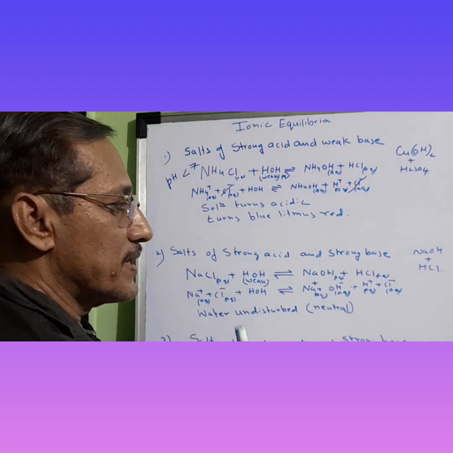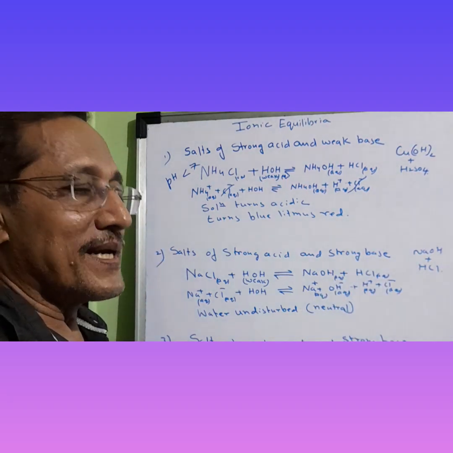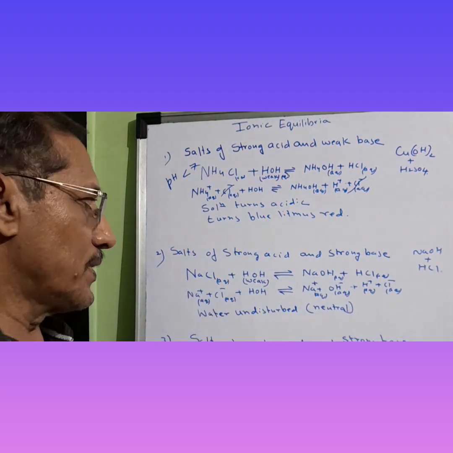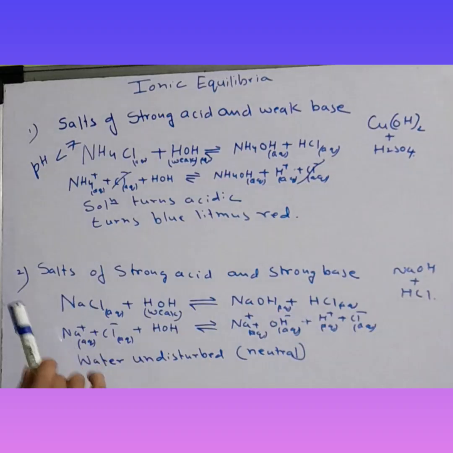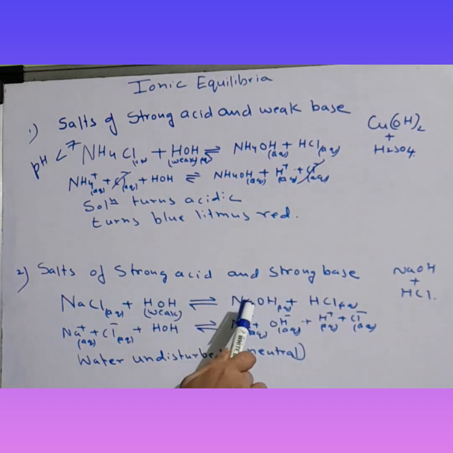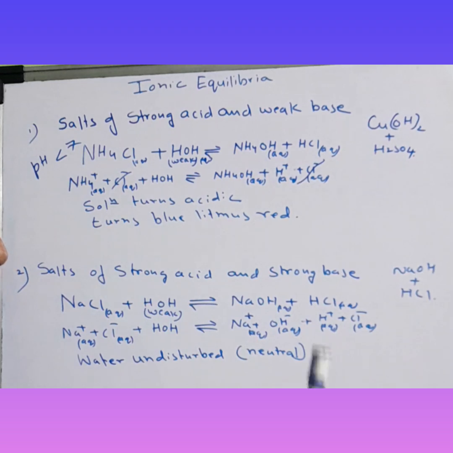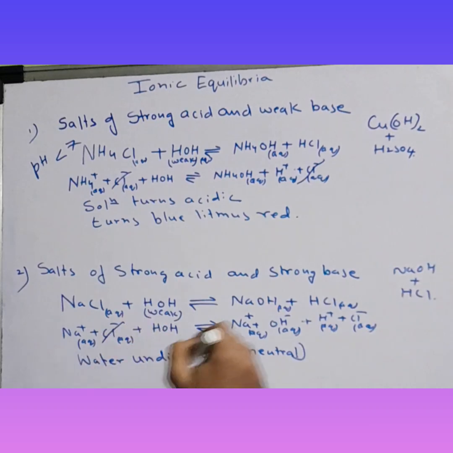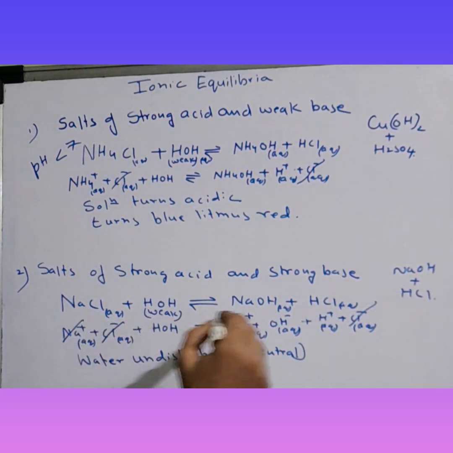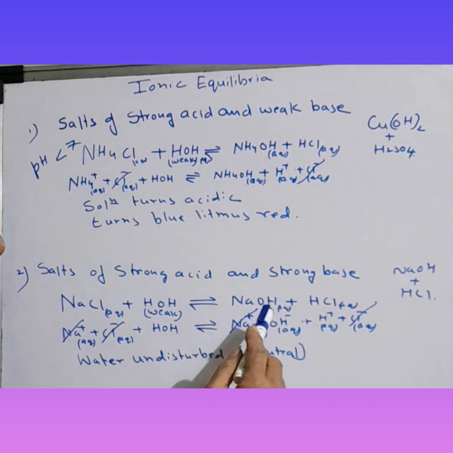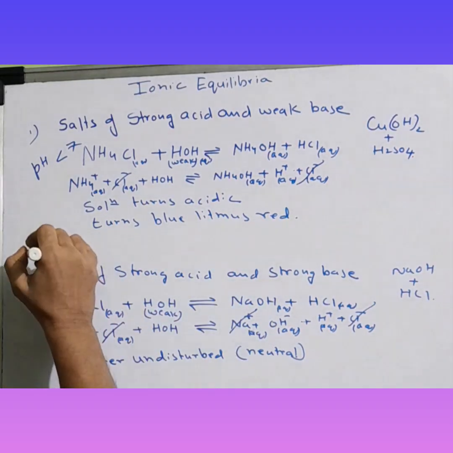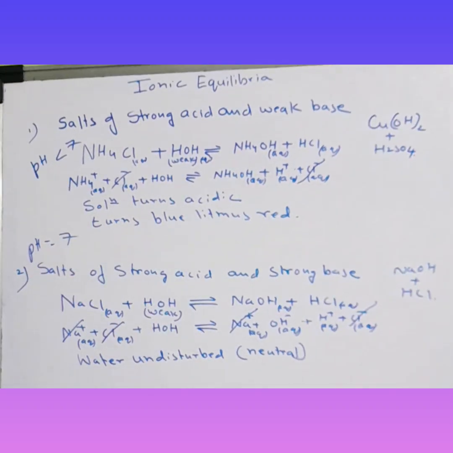Now we take strong acid and strong base. Alkali metal hydroxides, like sodium hydroxide, are all strong bases, and I have already mentioned strong acids. So NaCl is the best example: sodium hydroxide, HCl, salt of strong base and strong acid. On hydrolysis it gives NaOH and HCl. NaOH dissociates into Na plus and OH minus, being a strong base. HCl also dissociates into H plus and Cl minus, being a strong acid. And NaCl, obviously a salt, dissociates. Here we can cancel Cl minus and Na plus, and what remains is H2O, in equilibrium with OH minus plus H plus. So water is undisturbed. When you take strong acid and strong base, pH is equal to 7.